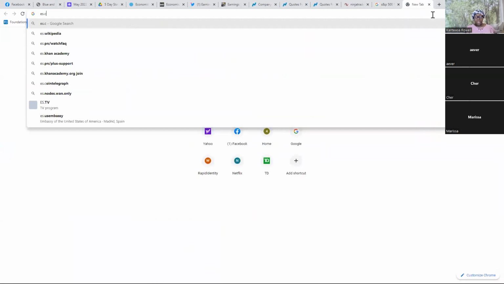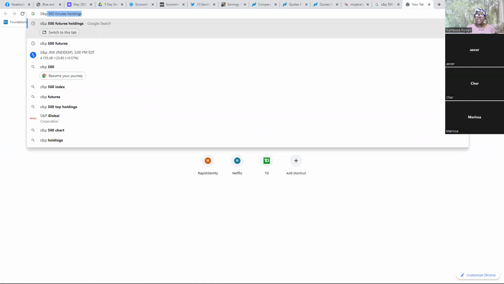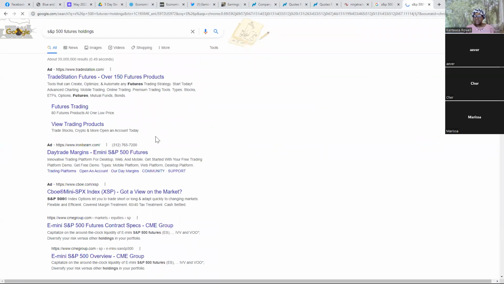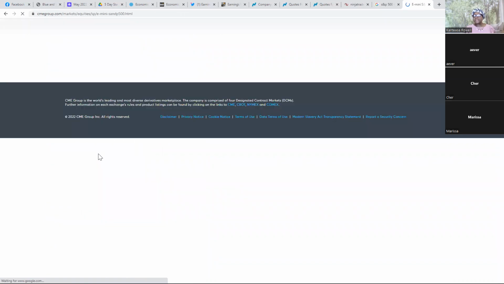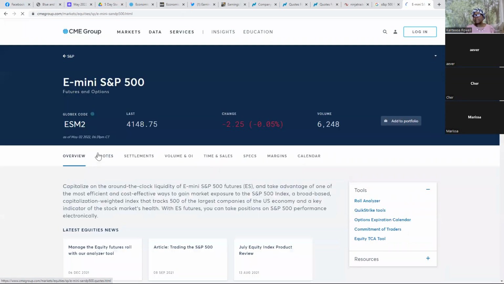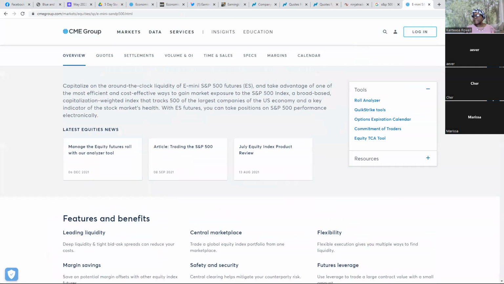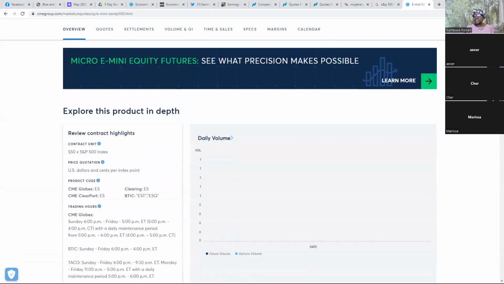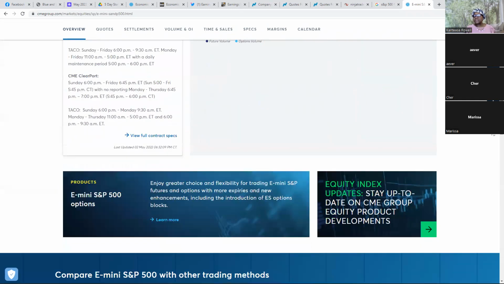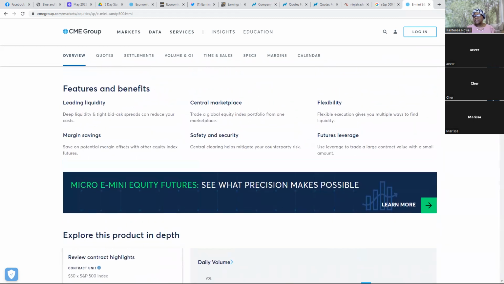Let's see. I don't know what your site would be by heart, because that's S&P futures holdings. Let's see which one looks like it would be the best site. Margins, quote, volume, times, insight, intermarket, flexibility. Let's find settlement, volume, specs, margins.